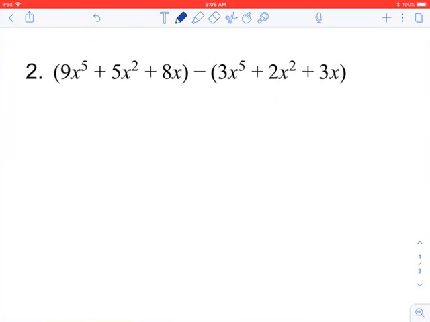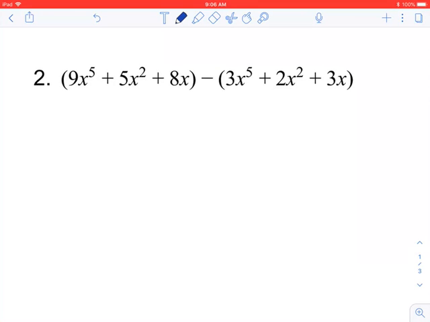So on this one, you got a couple options. You can either multiply by -1 or just change that sign to a positive, and then that's going to change all these signs. So that becomes negative, that becomes negative, and that becomes negative. Okay, and now, same thing as the last one. We combine like terms. So 9x to the 5th, negative 3x to the 5th. So 9 minus 3 is 6x to the 5th.